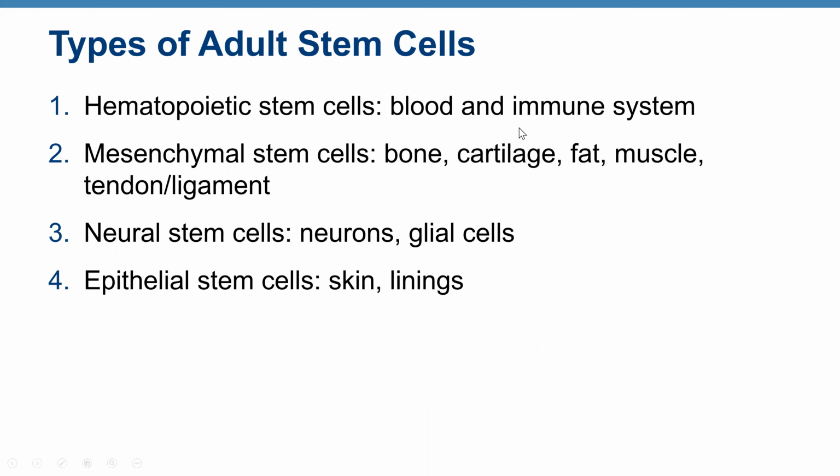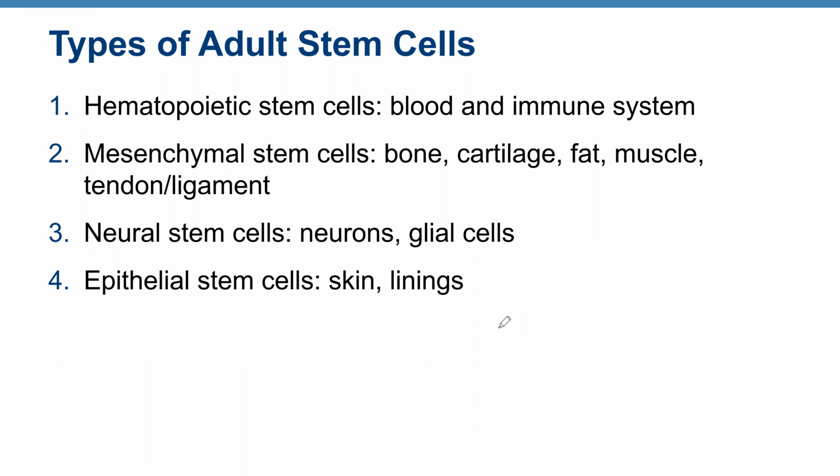Types of adult stem cells. So examples, right? We already talked about embryonic stem cells. We can find them in early embryo, and we grow those embryo in laboratory. Those are pluripotent. Adult stem cells, they are multipotent. Then they can differentiate into cells within their own lineage.